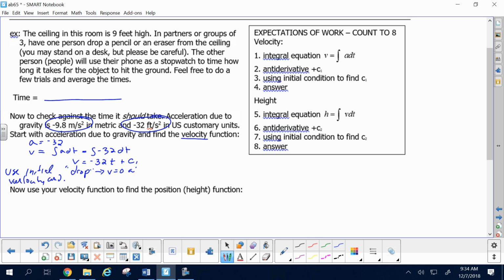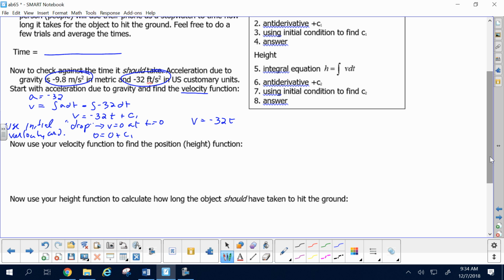via 0 at time 0. That implies then that 0 equals 0 plus c1. That first constant is 0. Therefore, your velocity equation is just negative 32t, no constant. You with me? Yes. Okay? Now let's go on to position. What is position's relationship to velocity? Antiderivative of velocity. So I'm going to antidifferentiate negative 32t with respect to time. What's the antiderivative of negative 32t?